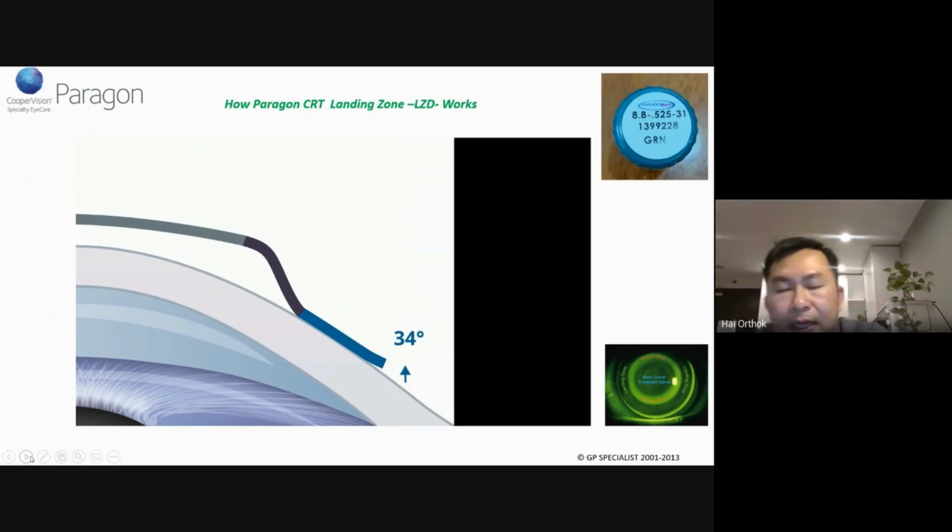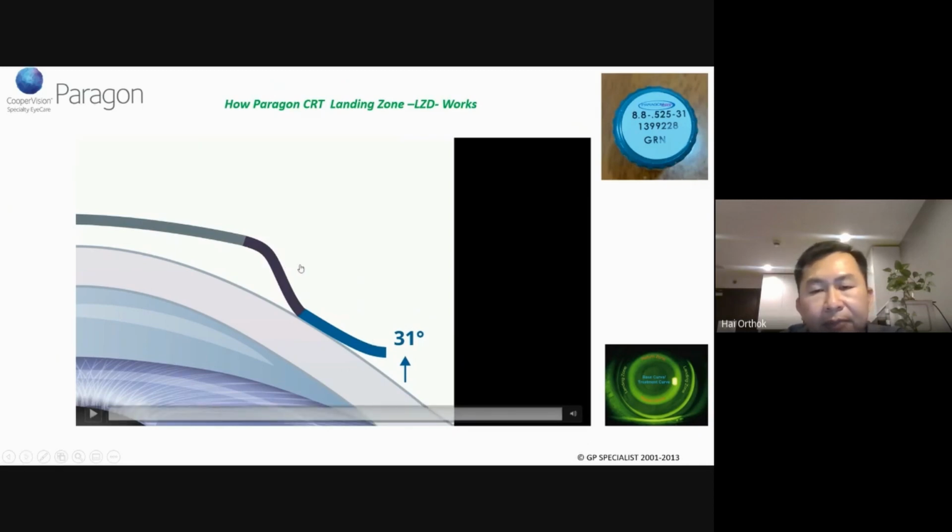And the superior design of the Autocad contact lens with Paragon CRT is that you can open the landing zone angle. The smaller the number, the bigger the tear exchange for the lens. Because they calculate the superior surface of the angle, the superior is smaller, the inferior is bigger, and because of that, the small angle provides bigger opening.